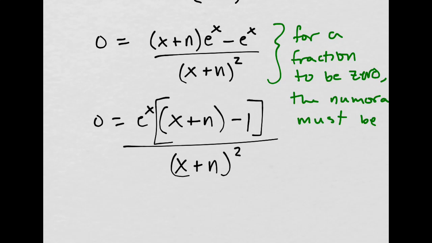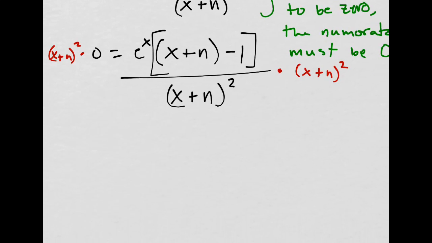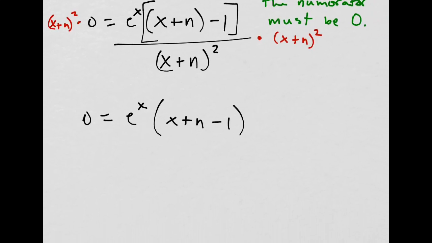But if I'm solving for x, well, I kind of want to get all my x's in the top, just to see what happens. So what I'm going to do is multiply both sides by x plus n quantity squared. And then the 0 eats it up. Anything times 0 is still 0. Any number, anyways. And so we still have e to the x times x plus n minus 1. I don't need the parentheses anymore. So then we have this.